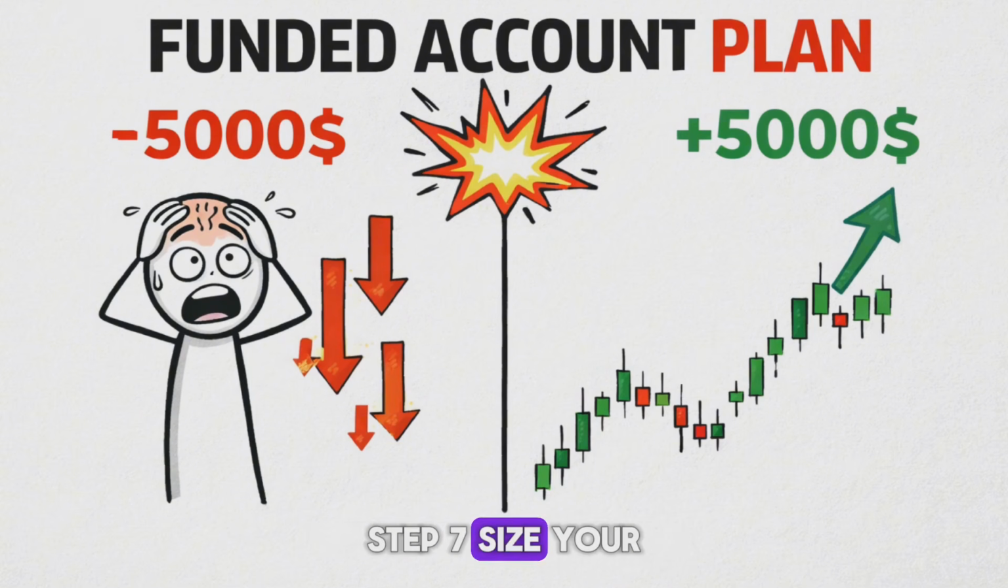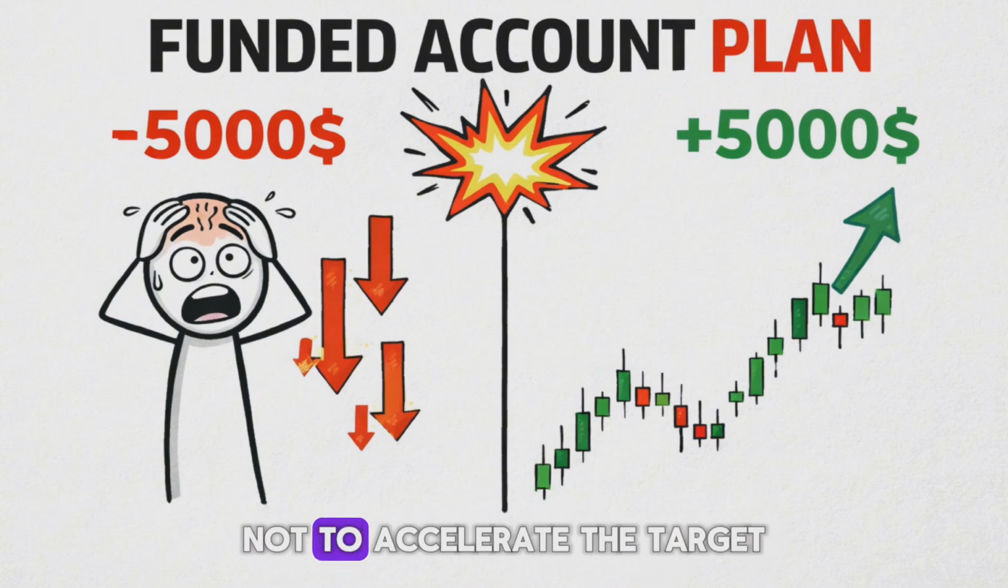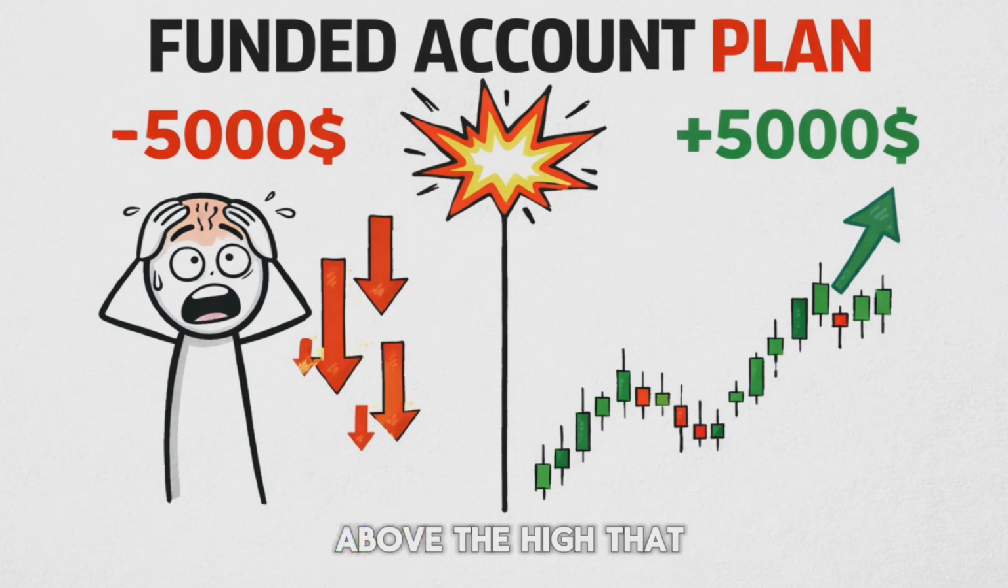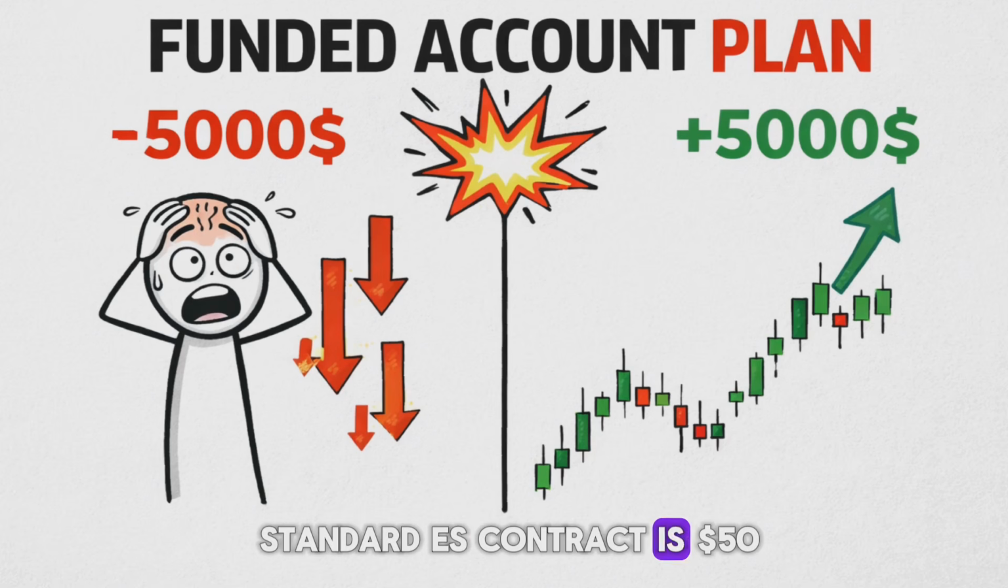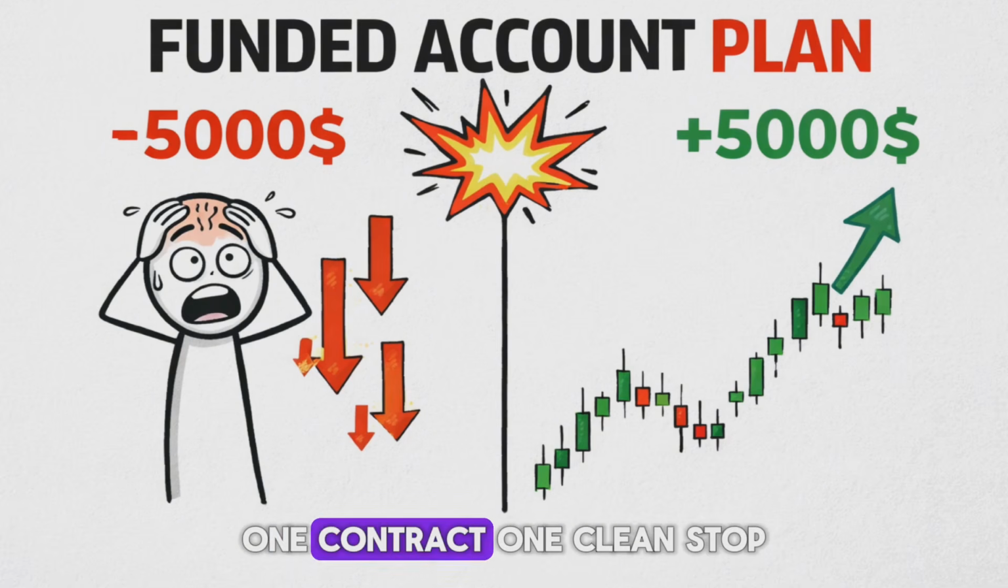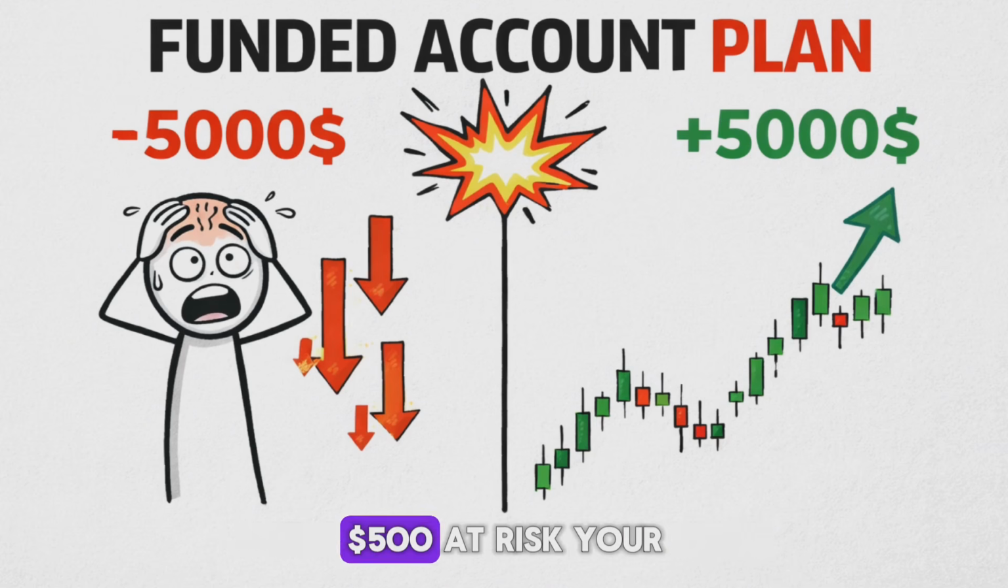Step 7. Size your trade to protect the account, not to accelerate the target. On a $50,000 account, your stop is placed above the high that was just swept, a few points above the wick. Let's say that's a 10-point stop on the S&P. Each point on a standard ES contract is $50. A 10-point stop on one contract is $500. That is exactly your 1% risk. One contract, one clean stop, $500 at risk.